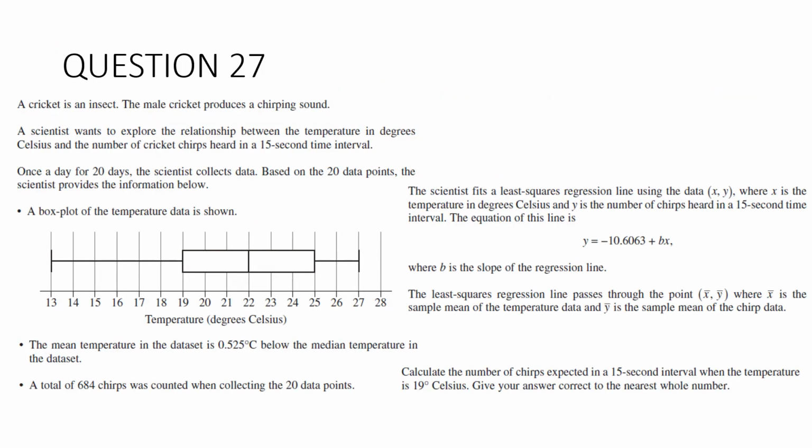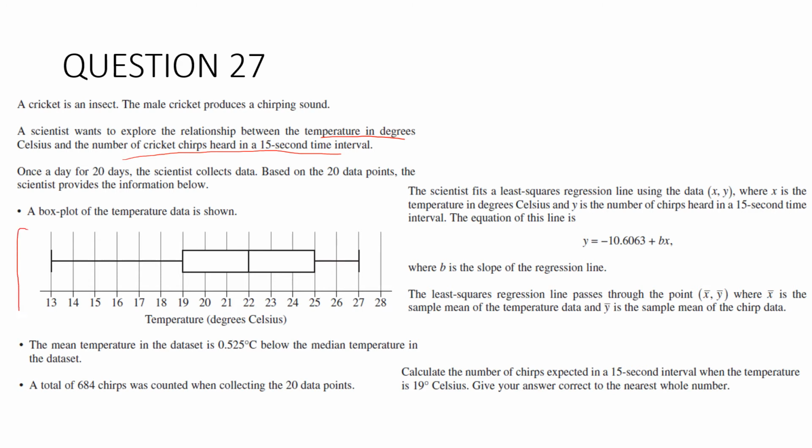Question 27. A cricket is an insect. The male cricket produces a chirping sound. A scientist wants to explore the relationship between the temperature in degrees Celsius and the number of cricket chirps heard in a 15-second time interval. Once a day for 20 days, the scientist collects data.